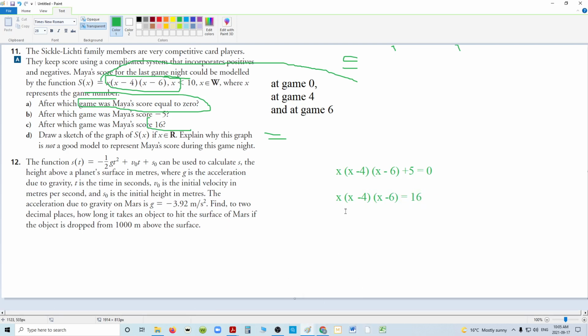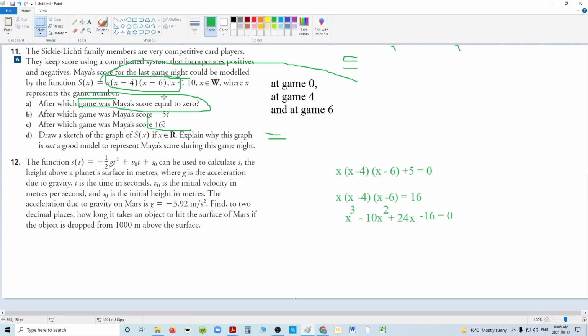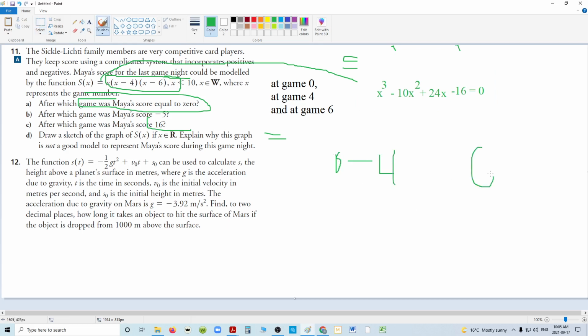So we're going to expand these numbers. And I get x squared minus 10x plus 24. And when we multiply by another x, we get x cubed minus 10x squared plus 24x. Then we bring the 16 to this side, and we set it equal to 0. Now the reason I'm doing it this way is I suspect there's probably two situations where her score is 16, and that's before game 4 and after game 6. So since we know it's going to be between 0 and 4 and 6 to 10, we would only use these as roots.